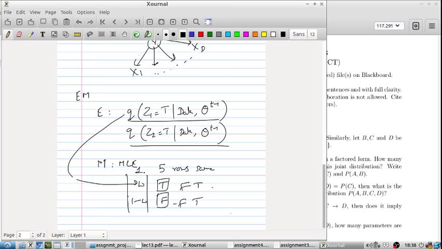So 3 ones were probably already there. There's one more one which came up. Then it's 3 plus 0.5.